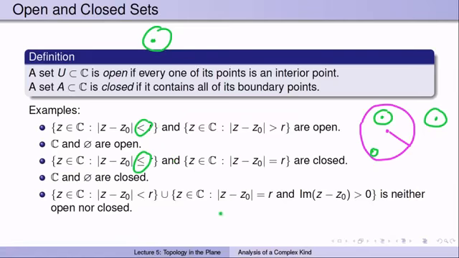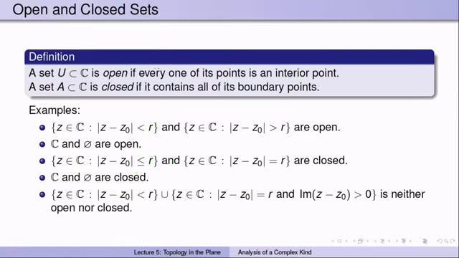Here's a set that is neither open nor closed. The set is the disk of radius r centered at z0, but now I'm including parts of the boundary, but only those parts for which the imaginary part of z minus z0 is greater than 0. So I'm looking at this disk of radius r centered at a point z0.